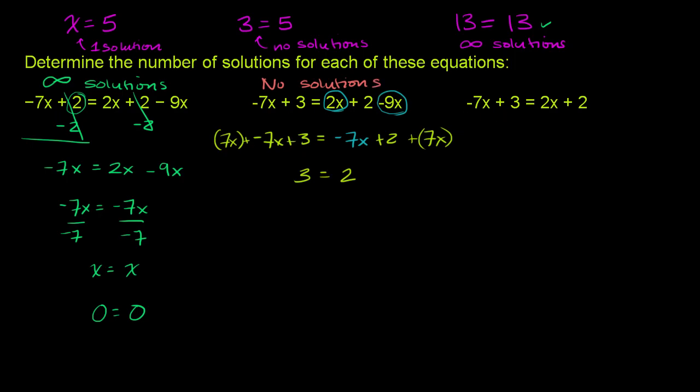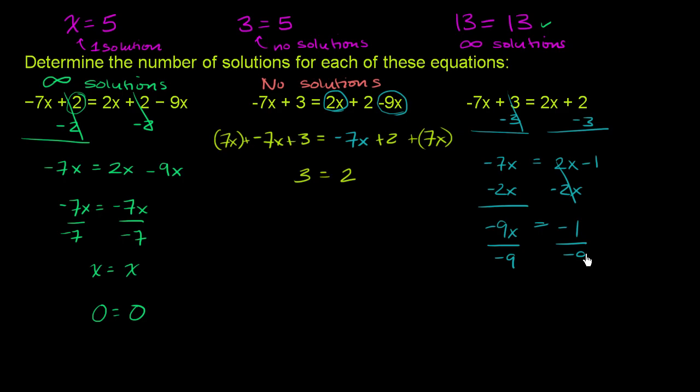Now let's try this third scenario. Once again, maybe we'll subtract 3 from both sides just to get rid of this constant term. So we're going to get negative 7x on the left-hand side, and on the right-hand side, we're going to have 2x minus 1. Now we can subtract 2x from both sides. You're going to get negative 9x is equal to negative 1. Now you can divide both sides by negative 9, and you are left with x is equal to 1/9.